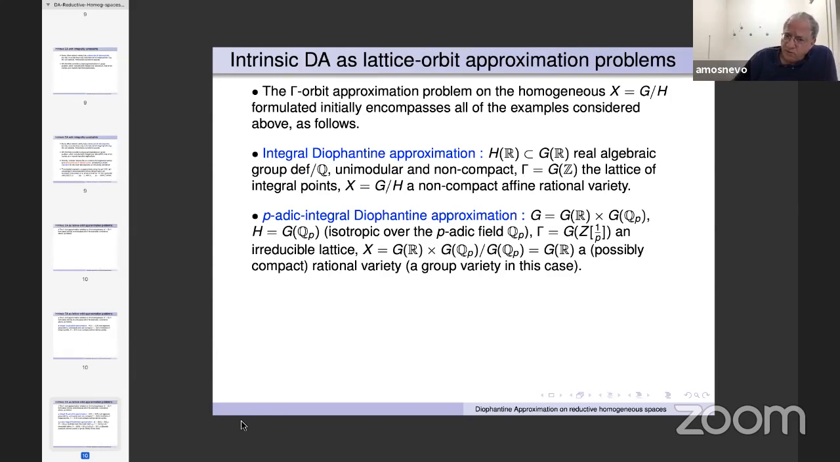This is an irreducible lattice, and our homogeneous variety is simply G(R) modulo G(Q_p), so it's just G(R). It's just G(R), a possibly compact real variety. I mean, the sphere and the orthogonal groups are perfectly fine here. And in this particular case, it's a group variety, but of course we can make it into a compact homogeneous space. And so the problem we have here is simply the problem of the dense subgroup gamma, dense in G(R), acting on G(R) simply by the usual group multiplication. This is the approximation problem that we have here. This is a very natural approximation problem. We'll have some examples a little bit further down.